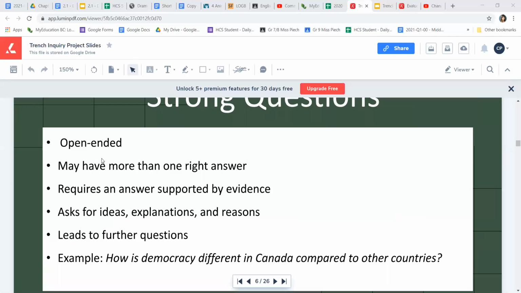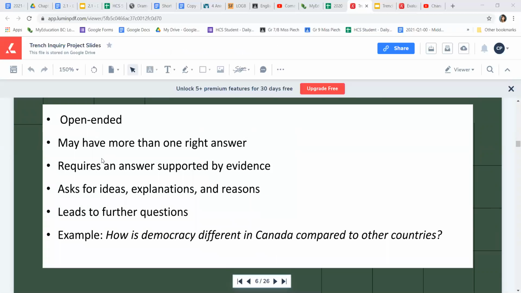So make sure that your questions have the possibility of having more than one right answer, that you also are able to get evidence to support your answers. Don't just give me all your opinions and that's it. You need to have it where you're looking into this. This is a research project, and this is an important skill for you to be able to learn in English, is how to be able to research different items.